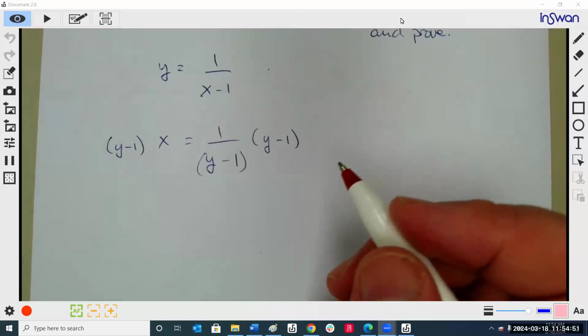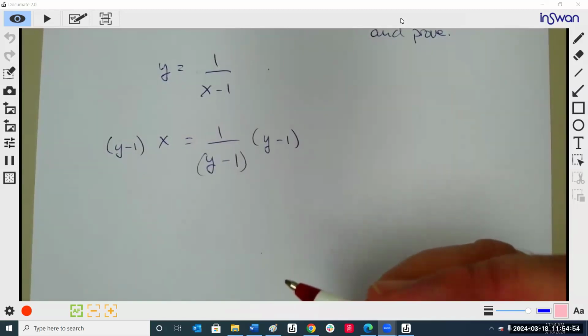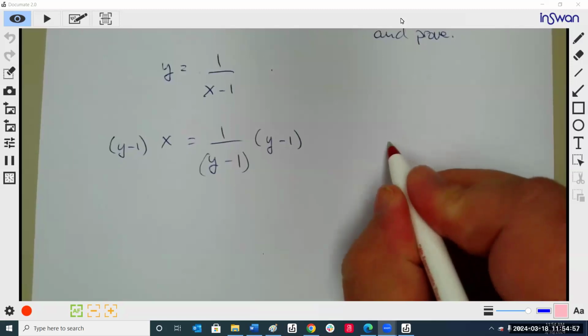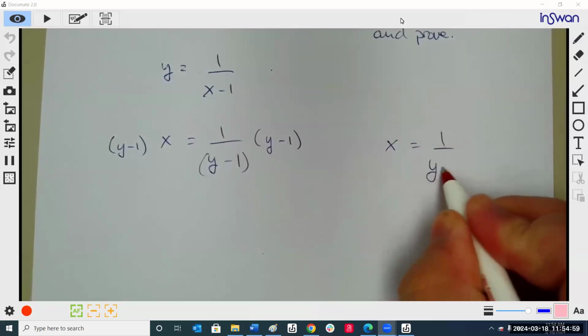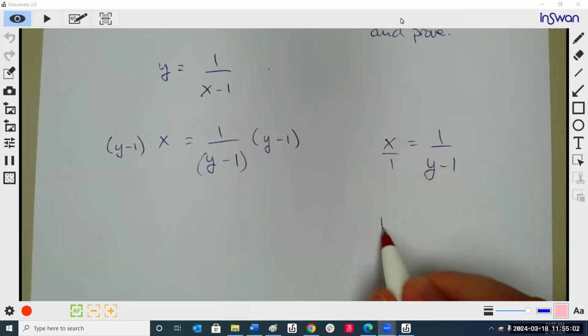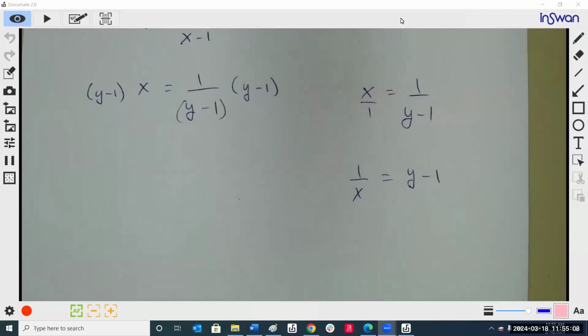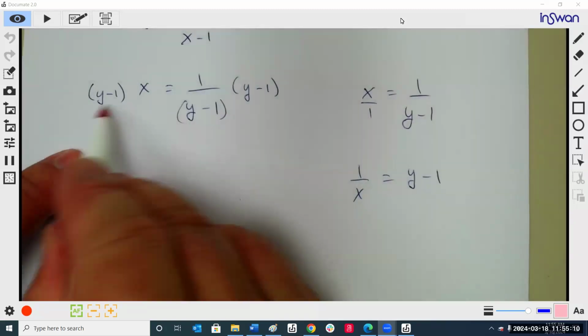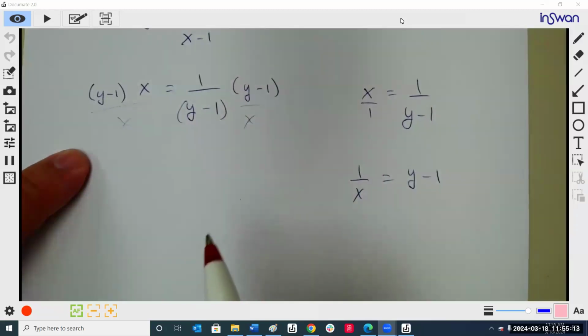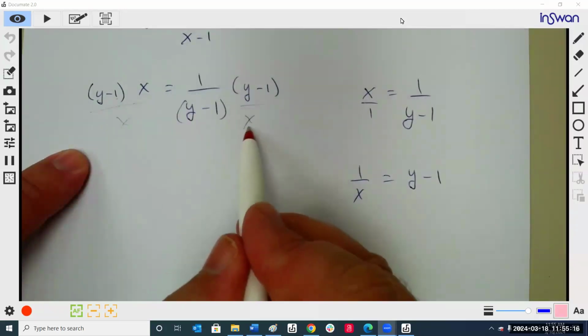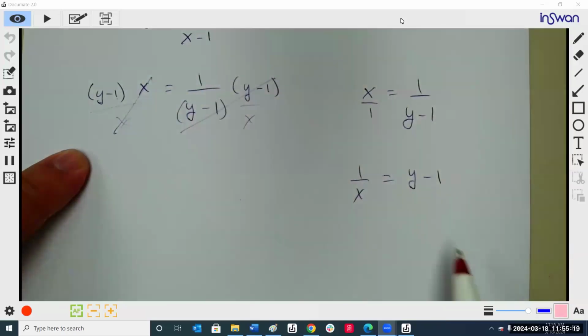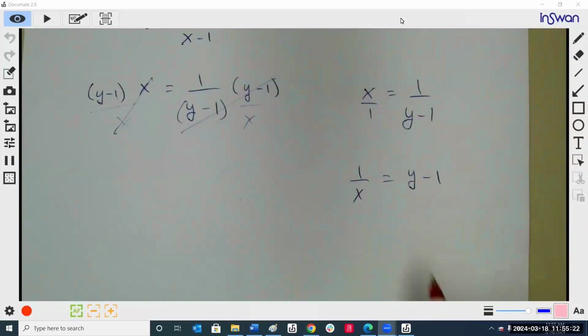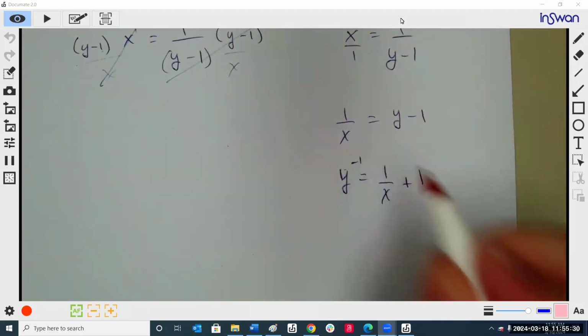Or actually, there's nothing we could have done. We could have reciprocated. That's a lot of work. What we could have done is just flip this over 1. Because the next thing we would do here, we divide by x. So we'd have y minus 1 equals, the x's cancel, 1 over x, same thing there. Then add 1. So there's our inverse.